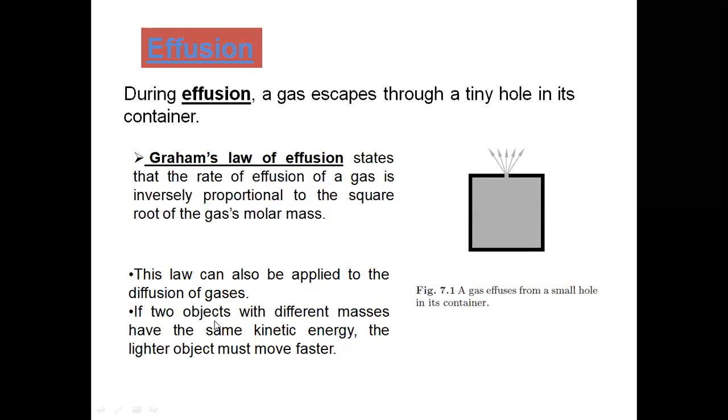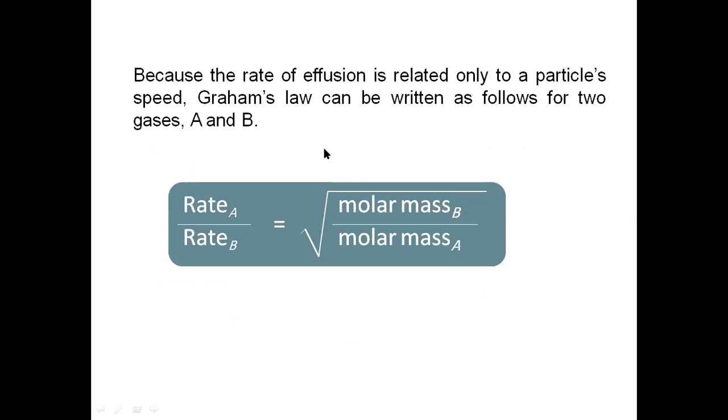If two objects with different masses have the same kinetic energy, the lighter object must move faster. Because the rate of effusion is related only to the particles' speed, Graham's law can be written as follows for the two gases A and B: rate A over rate B equals the square root of molar mass B over molar mass A.